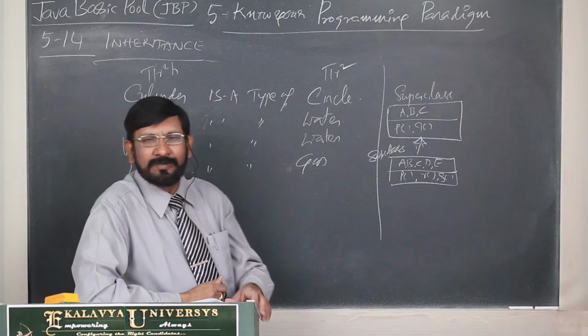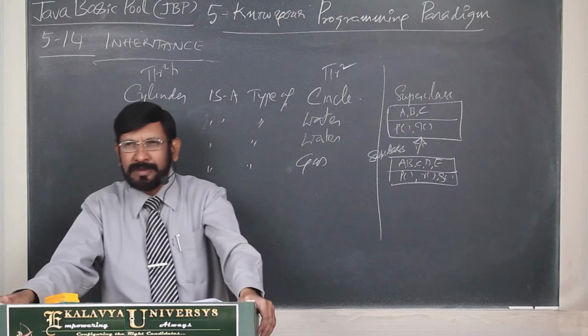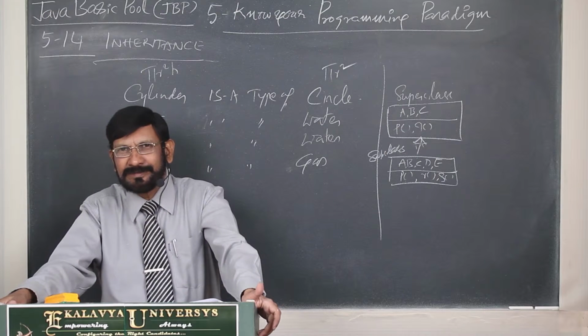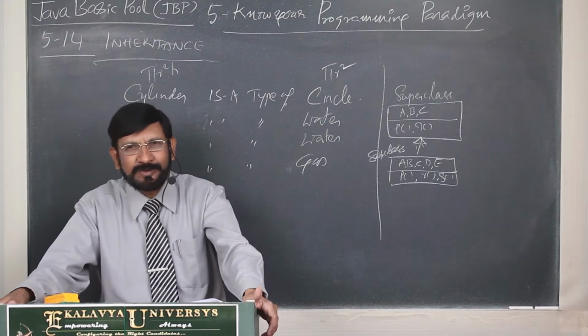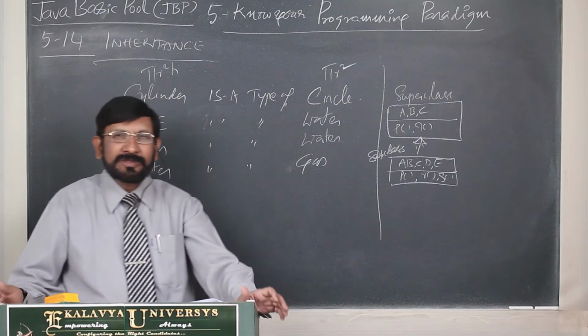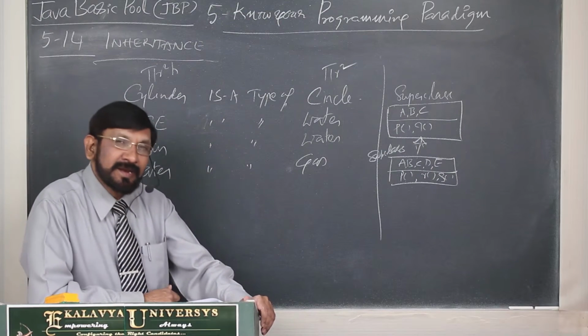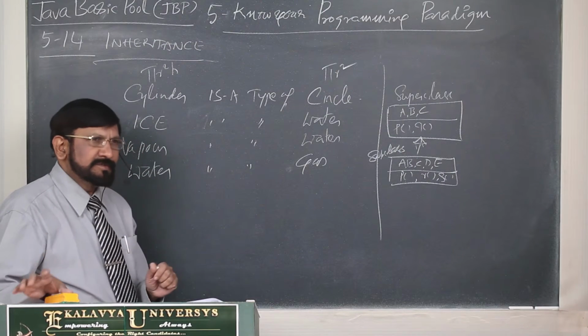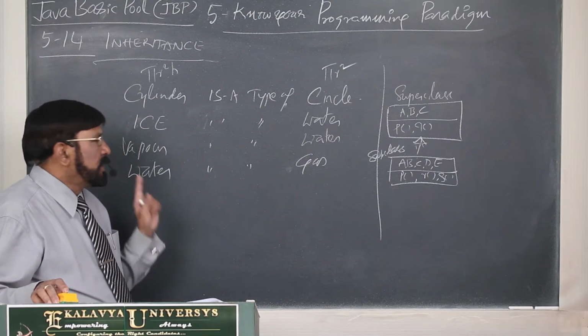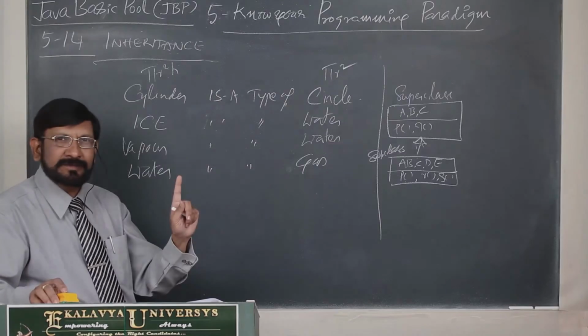Now water is a type of gas. What is the chemical formula? H2O. That means hydrogen and oxygen. Hydrogen is a gas, and oxygen is also a gas. So in this manner, the is-a relation should first be established. Once the is-a relation is established, then you should go for inheritance.